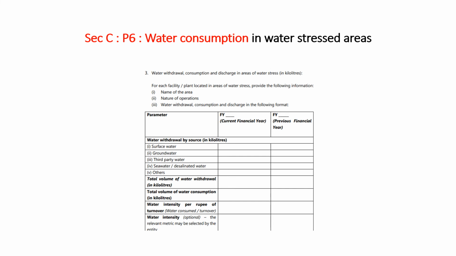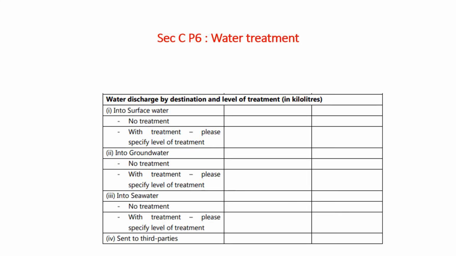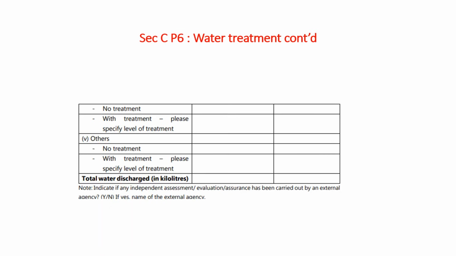This is about water stress area, right? Next is about water treatment. Water discharge by destination and level of treatment in kiloliter. Into surface water, whether you are doing treatment, no treatment, groundwater, sea water, and sent to third parties. Others.